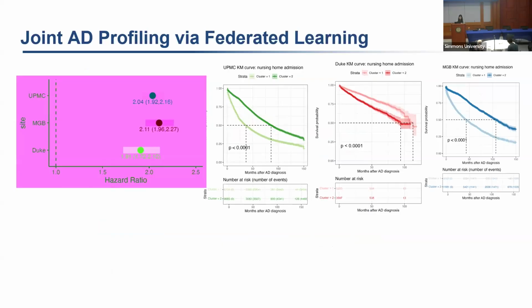So basically, these are the Kaplan-Meier curves from time 0 to nursing home admission. And also, the left-hand side is basically the hazard ratio of the clustering. So you can see that we can show that you actually identify fast decline and slow decline subgroups through federated learning without forcing them to have the same input features.